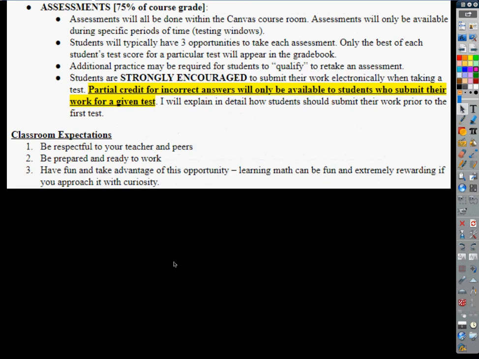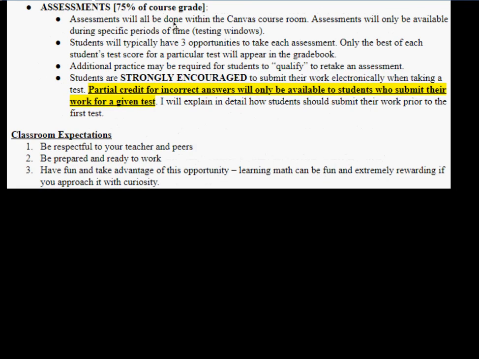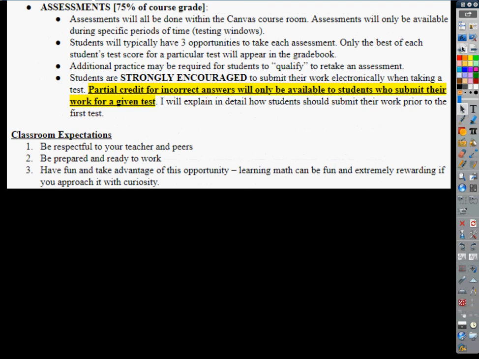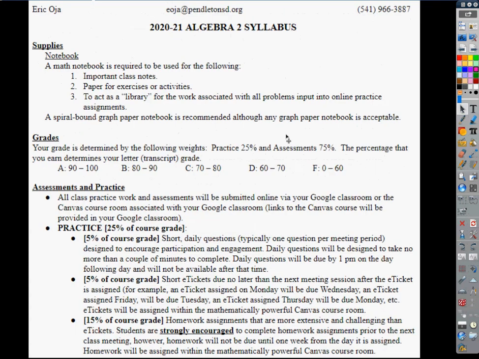What else? Assessments are 75% of the grade. We'll come back and once we kind of figure out if we're going to have Moodle or not, we'll come back and talk more about the syllabus stuff. But for now, that's probably good.